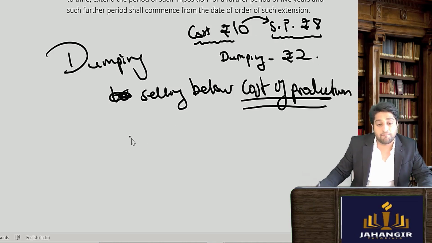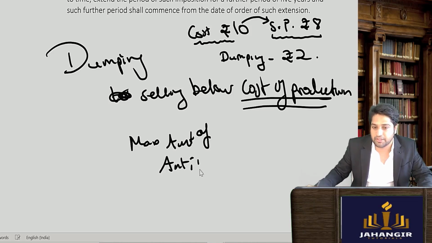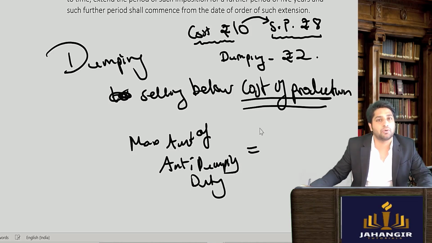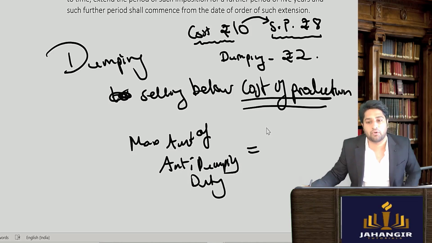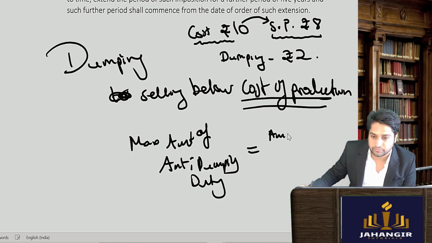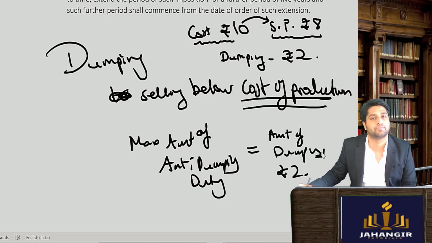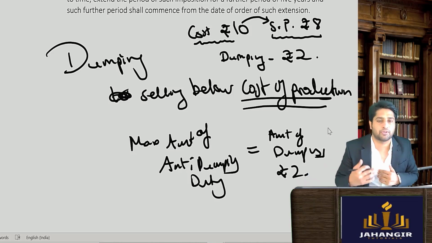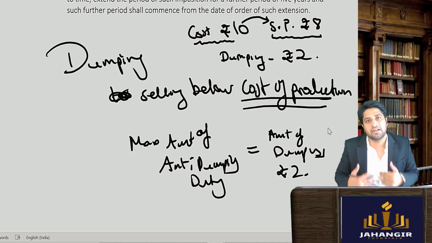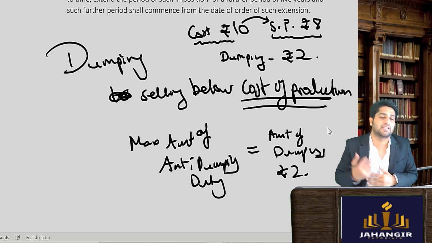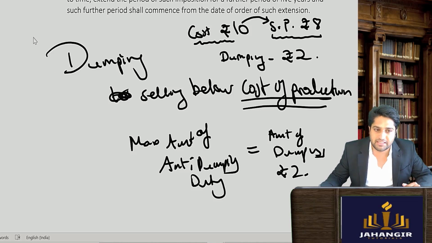So what is the maximum amount of anti-dumping duty that I can levy? The anti-dumping duty that I can levy is equal to the dumping amount only, that is rupees 2. Why will someone dump? We know the main reason is to destroy the market. Once the market is destroyed, they will then raise the prices. So predatory pricing is very common.